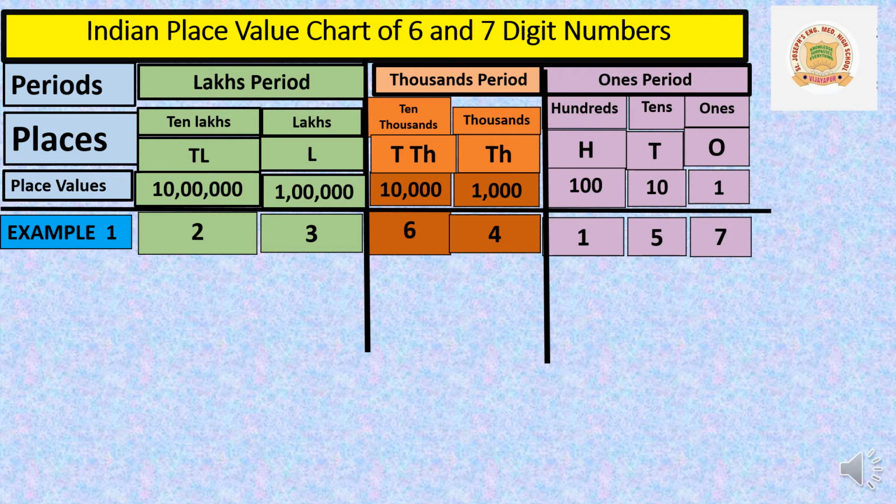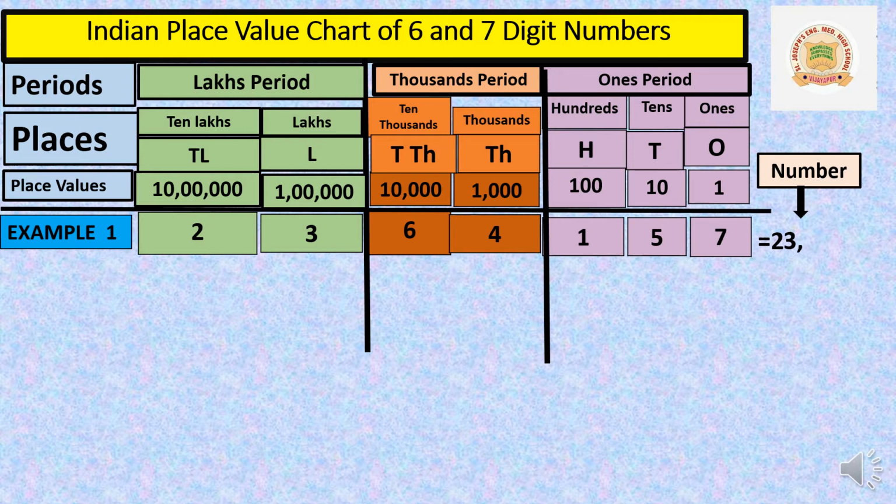Now what do we have to do, children? We have been doing this in the last 3 videos. We have to write the number. Good, very good. So how to write the number? We have to begin with the lakhs period, that is the 10 lakhs place. In the 10 lakhs place, which number do we have? 2. This becomes 20 lakh. Now in the lakhs place we have 3. This will become 3 lakh. Together it is called 23 lakh.